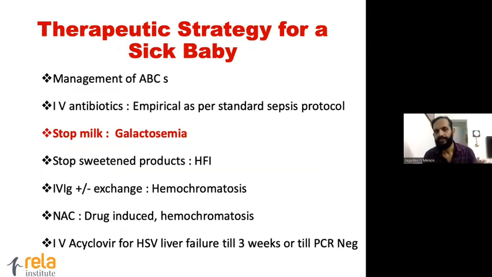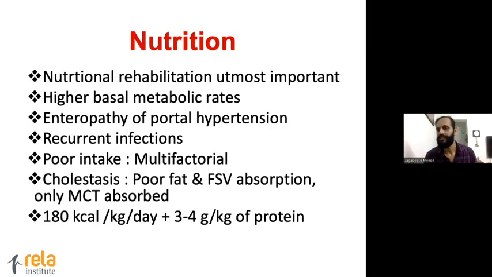So you stop sugary products and all, if the child is already exposed. If there is a suspicion of hemochromatosis, IVIG plus exchange transfusion may help. NAC and vitamin E cocktail doesn't have much role in treatment of hemochromatosis, but it is always important to start IV acyclovir for HSV liver failure, until 3 weeks or till the HSV PCR is negative. This needs to be given along with IV antibiotics in these children.